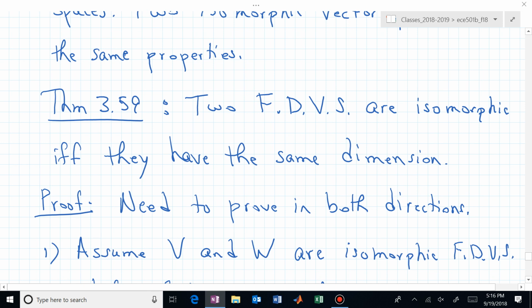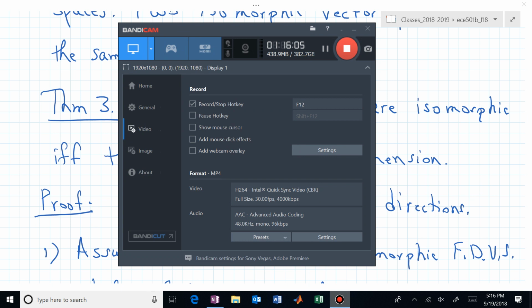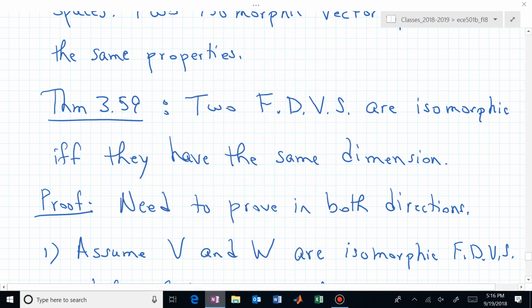After class notes, we'll show the other direction. Okay? And that's to start with the dimensions the same and show that it's isomorphic.